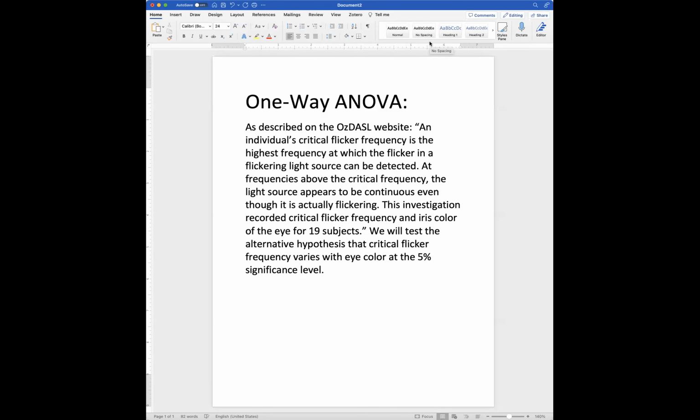Today we're going to learn how to carry out a one-way ANOVA using Jamovi. The one-way ANOVA is simply the generalization of the independent samples t-test to more than two populations.